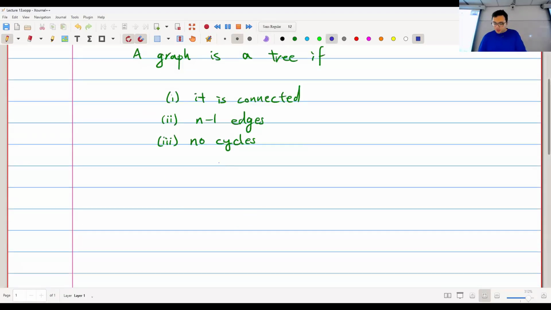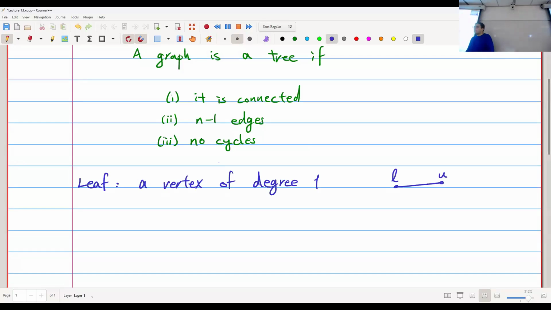First of all, I want to define the concept of a leaf, because of course, we're talking about trees, so we can also talk about leaves. So a leaf is just a vertex of degree 1. Okay. So if I have a vertex, let's call it L because it's a leaf, and it's only connected to another vertex, let's call that one U. Then I'll say that L is a leaf.